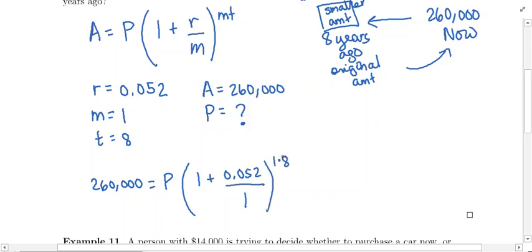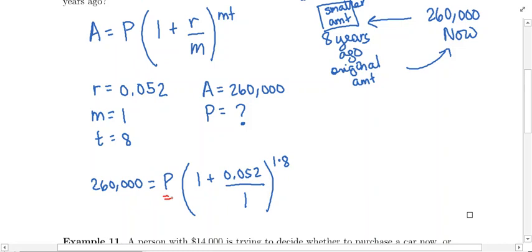So this is how you would set everything up. You're solving for the P value. Again, you're expecting a number less than $260,000 or you've done something wrong. So essentially we want to solve for P. So you need to get P by itself.